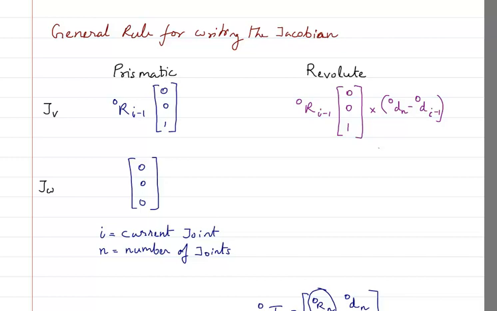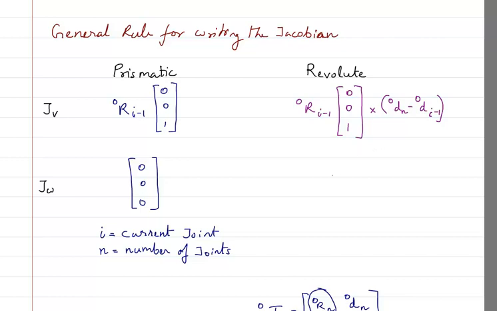Now, this is not a matrix multiplication that is happening here. It's a different kind of multiplication. We'll see that when we take an example.